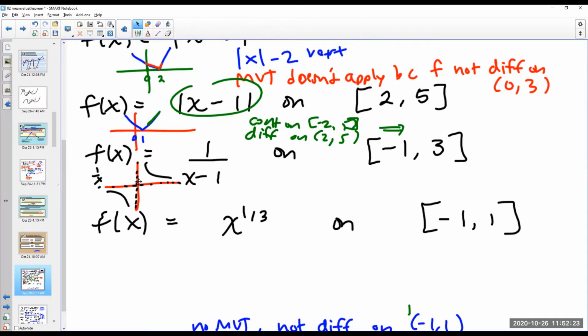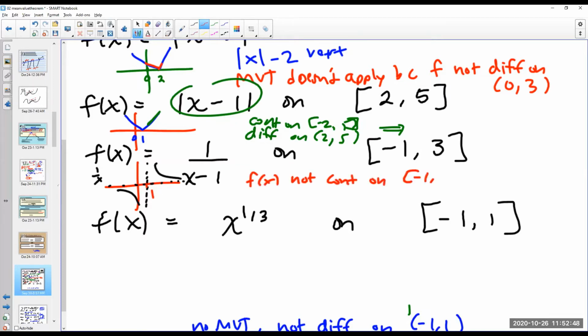So I'm going to pull this to the right. I know you guys are jealous because you can't do this on your paper, but yeah, be jealous of me. Do you see my new picture here? Now I'm looking at this picture between -1 and 3. So between -1 and 3, does MVT apply? No. What's the reason? The function is not continuous on the open interval.